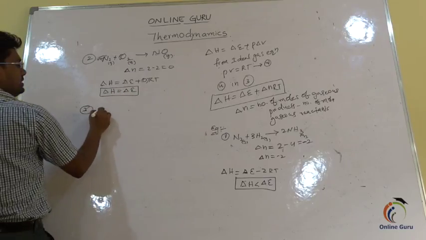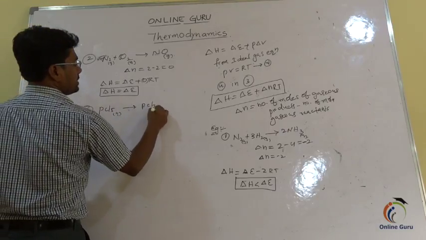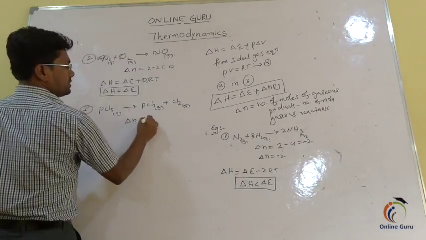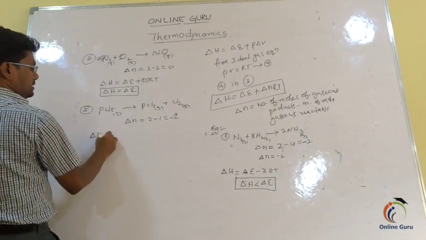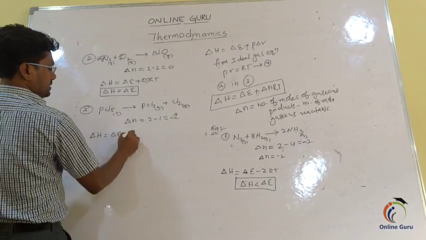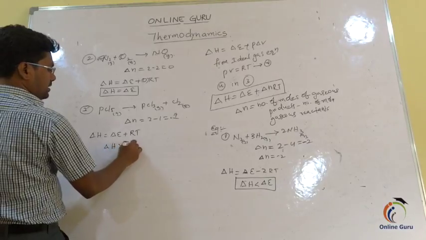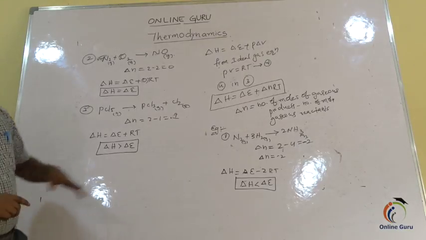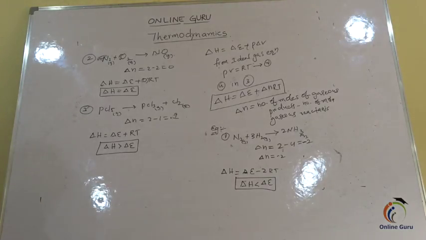Next, the third one is the decomposition of PCl5 giving PCl3 plus Cl2. Here delta n is equal to 2 minus 1, which is 1. Then delta H is equal to delta E plus RT, so here delta H is greater than delta E. This is the relation between delta H and delta E for different reactions. So this is about the basics of thermodynamics.